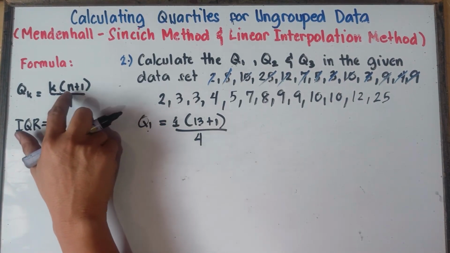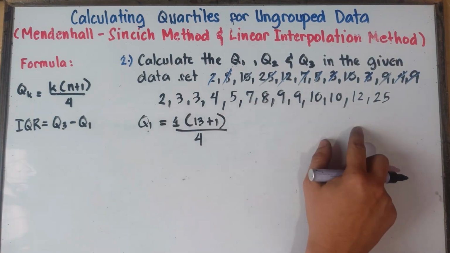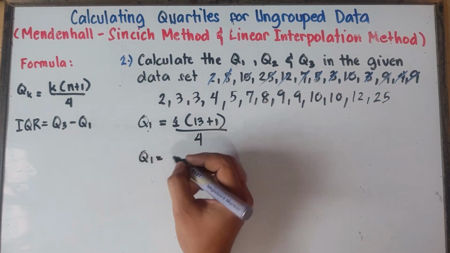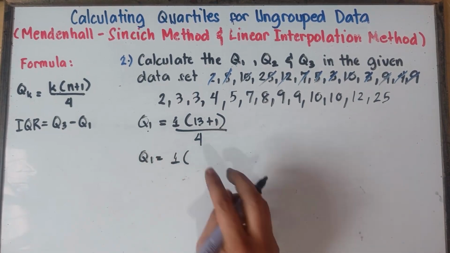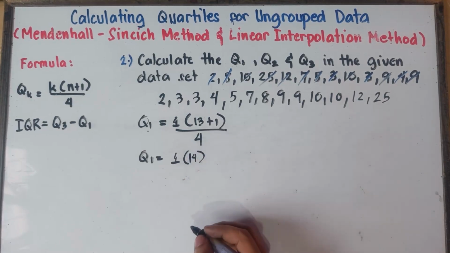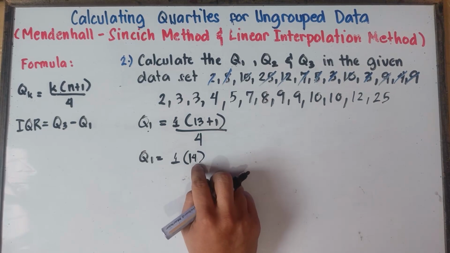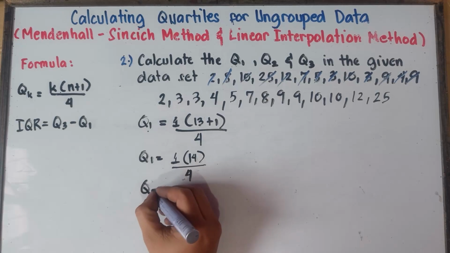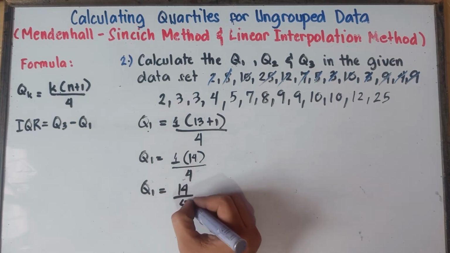In parentheses, n is the total number of samples. That will be 13 plus 1, and then divide by 4. So quartile 1 is equal to 1 times (13 plus 1), and 13 plus 1 would be 14. Not 4, class, 14. And then divide by 4. So 1 times 14 is 14, so 14 divided by 4.